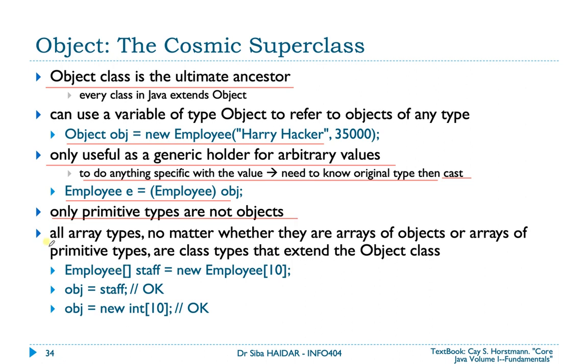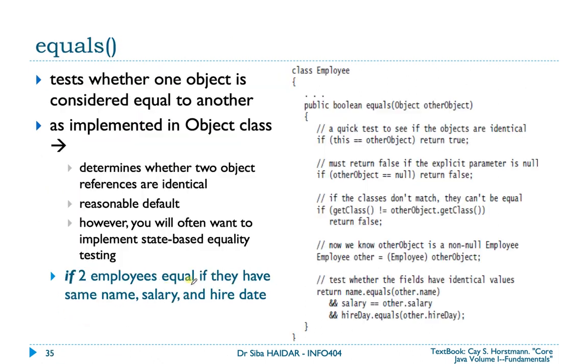Only primitive types are not objects. This is a truth. All array types, no matter whether they are arrays of objects or arrays of primitive types, are class types that extend the Object class. This is a fact. So you can have an array called staff of employees. You can assign staff to the Object variable. You can say obj equals staff. This is okay. Obj equals new Integer 10. This is also okay. One very important method of the class Object is the method equals.